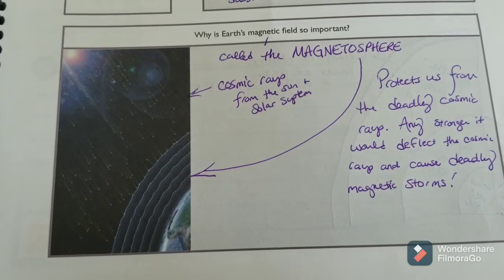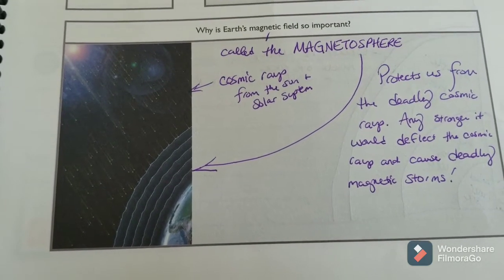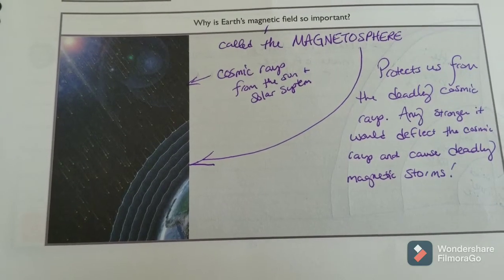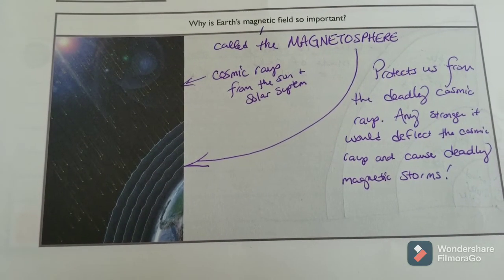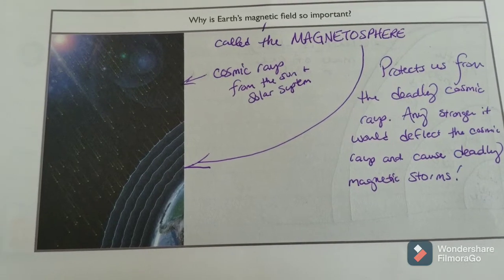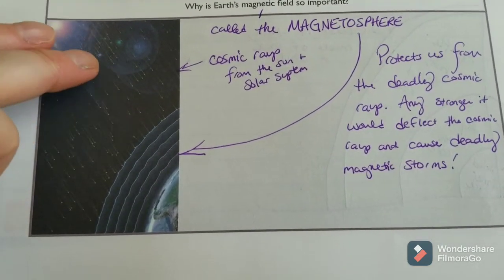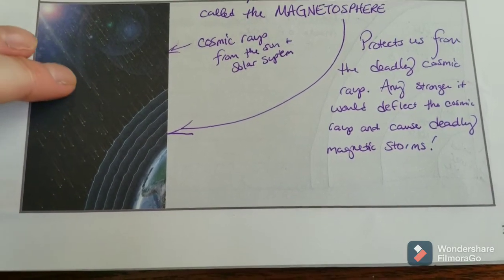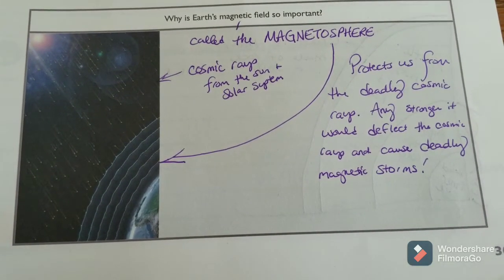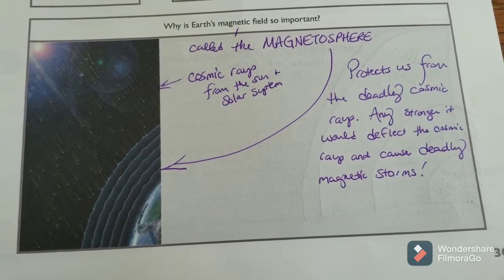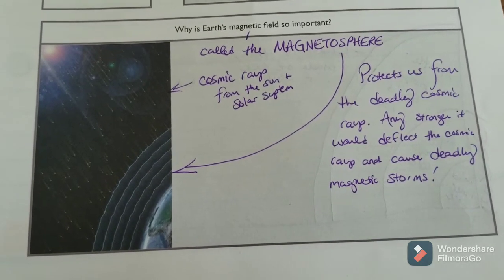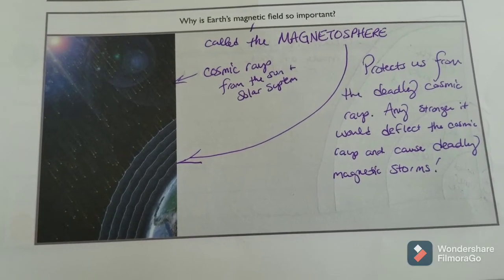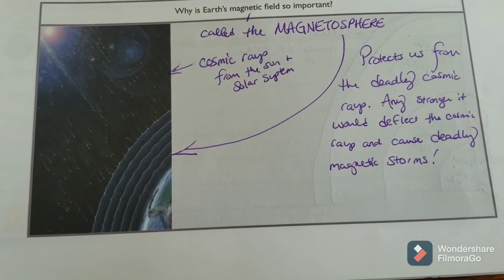The magnetosphere, I like this word because it has the word "neato" in it. The magnetosphere is the other word for the Earth's magnetic field. And out here we have cosmic rays from the sun and the solar system coming out. This is not just all from the sun. And they are deadly. They would actually kill us if they could hit Earth directly. But the magnetosphere protects us.